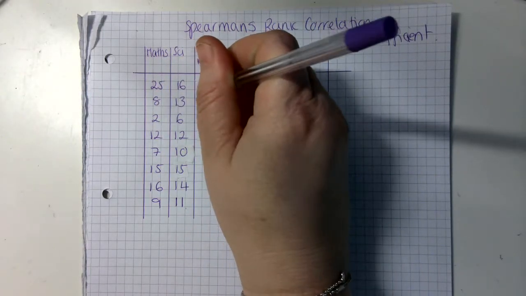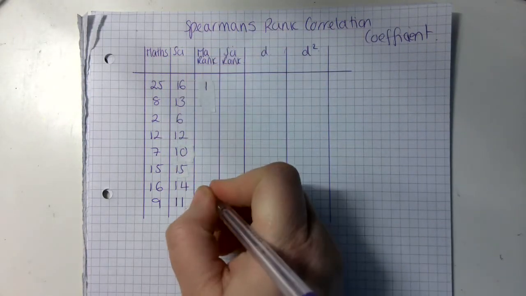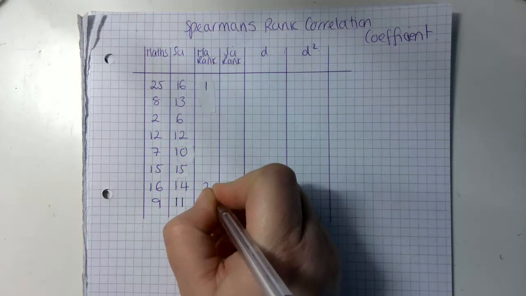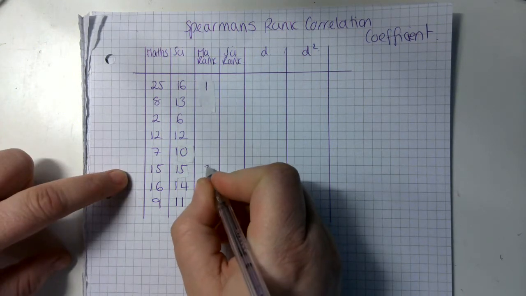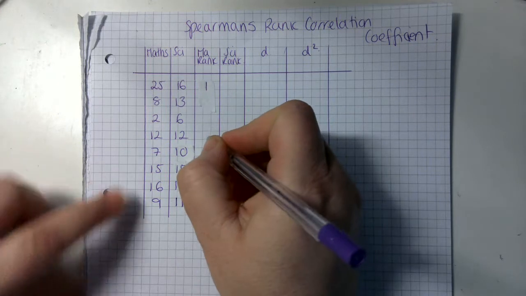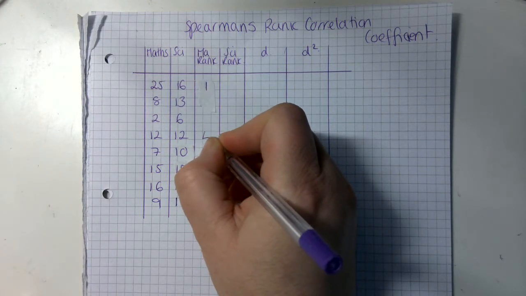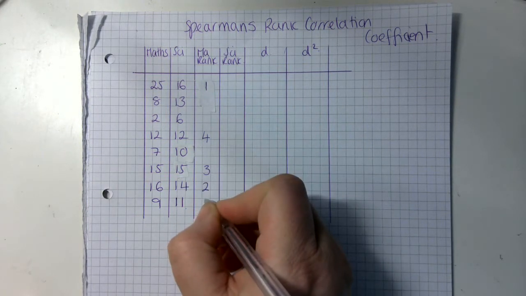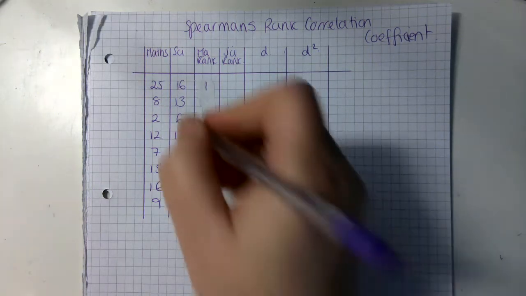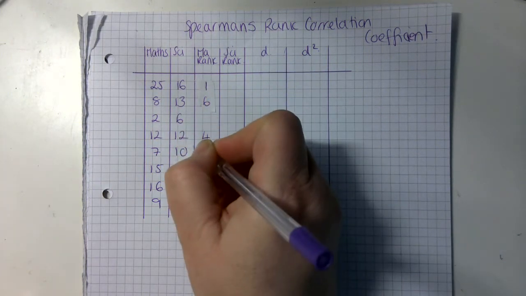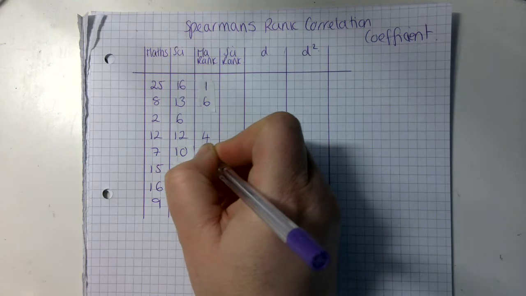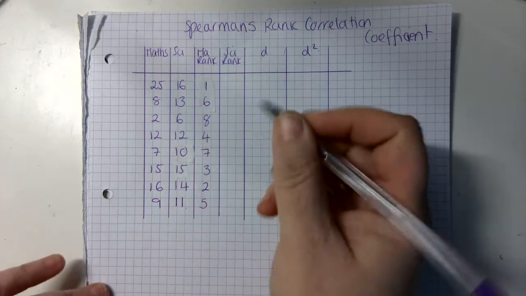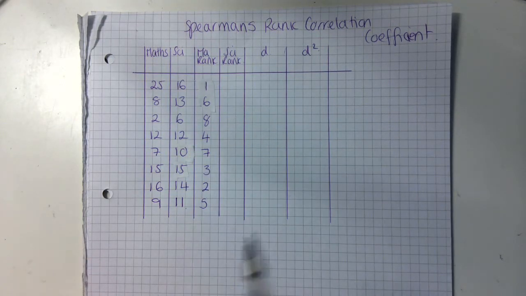so that would be number 1, and then number 2, number 3, 4, 5, 6, 7, and 8. Okay, so this is the ranked scores for the maths.